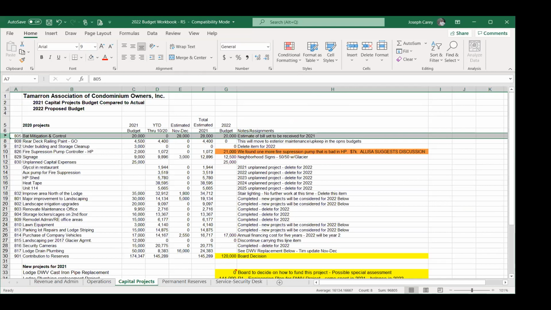Did we get a bill yet from them? Yes. So that 28 is it? Yep. All right, so we know that to be a good number. Do we need to spend that much on bat mitigation?